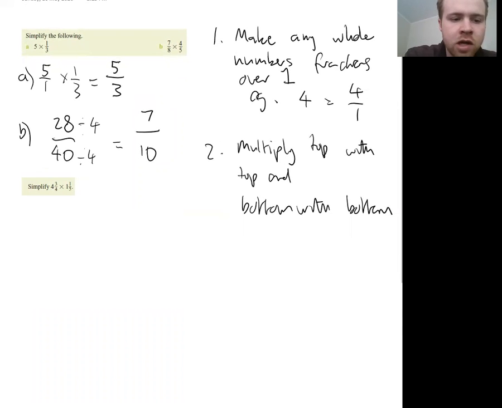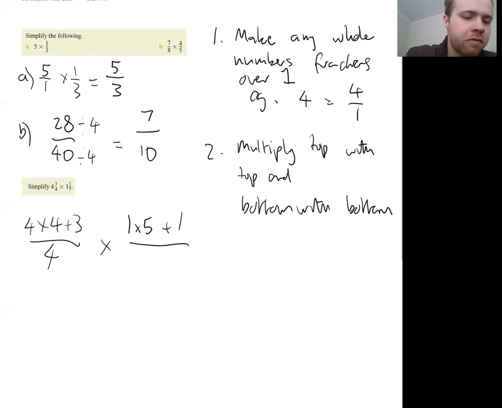improper fractions. Now, remember, we need to multiply how many fourths are in 4. Well, it's going to be 4 times 4. So this is going to become 4 times 4 plus 3 over 4 multiplied by. And then how many fifths in 1? Well, there's going to be 1 times 5. So it's going to be 1 times 5 plus 1 over 5.